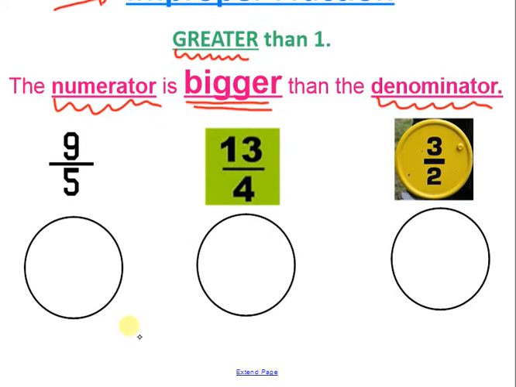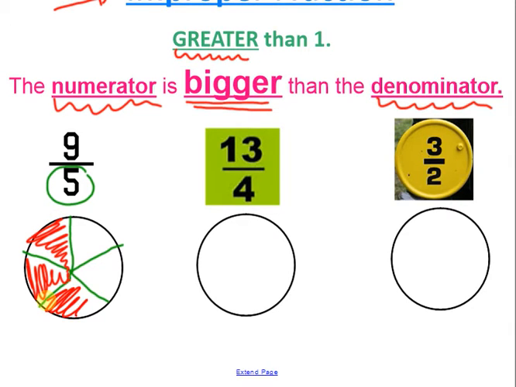But when we draw these models, it's going to start to look a little bit different. And I'm going to show you why. So I'm going to start over here with 9/5. What I'm going to do is first separate this into fifths, again, as best as I can anyway. So it's 1, 2, 3, 4, 5. Okay, so this is my whole. But I have 9 of these fifths. And so if I color them in, that's 1, that's 2, that's 3, that's 4, and that's 5.